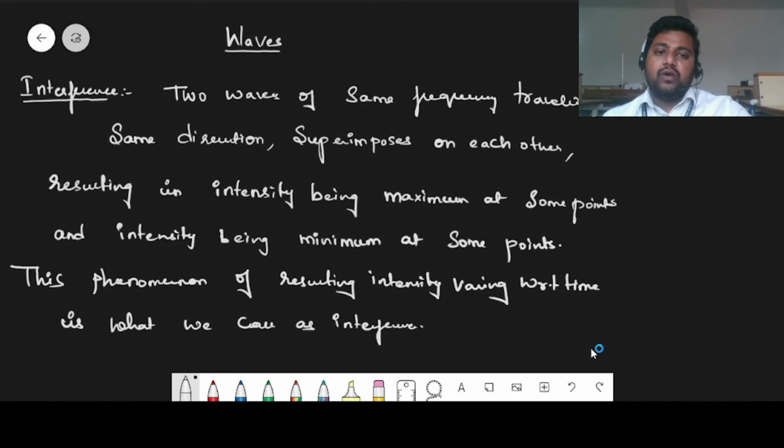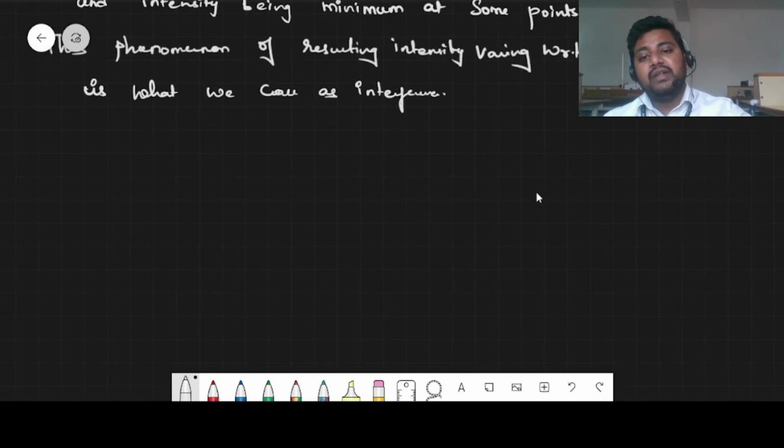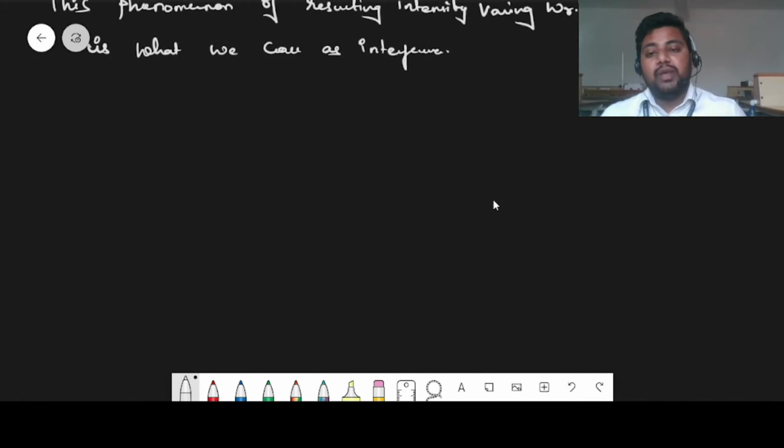Two waves of the same frequency traveling in the same direction, if they are superimposing on each other, the resultant intensity at some points will be maximum and at some points it will be minimum. Now this phenomenon in which intensity is varying with respect to time is what we call interference. Now why does this interference happen, when does this happen, and how it should be happening, we will learn.